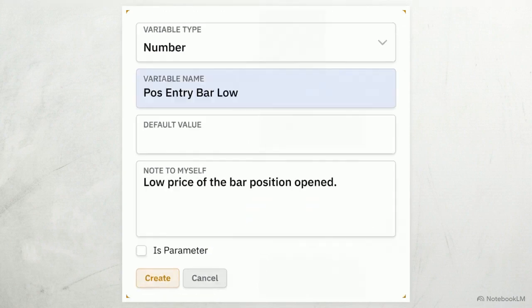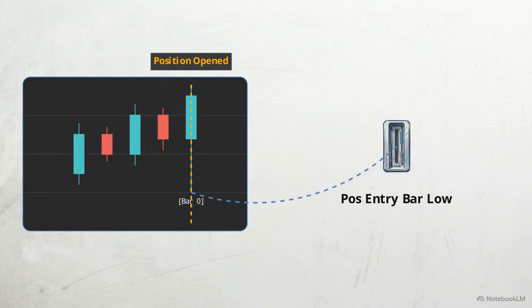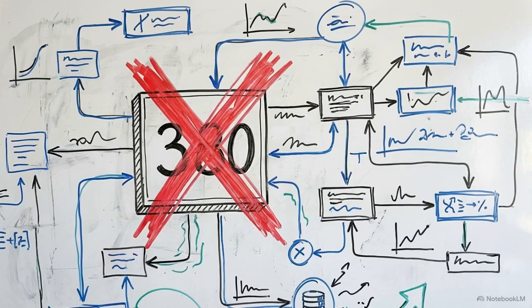Setting up a standard internal memory variable is different. We'll create one named Position Entry Bar Low to capture our entry price. On this screen, we leave the default value blank and keep the parameter toggle disabled. We leave these blank because we want the strategy to pull the real-time low price directly from the chart once the position is opened, rather than relying on a preset number.